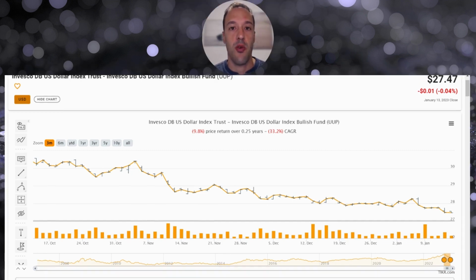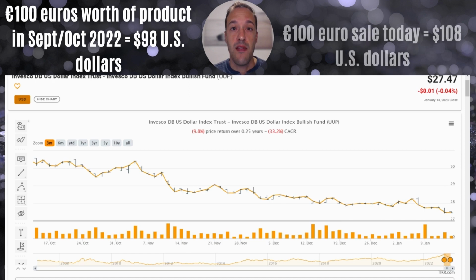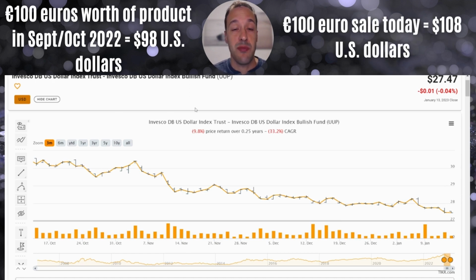So to illustrate this effect going backwards, use the same example. Let's say you're that company, you sell 100 euros worth of product in September, October 2022. It converts to 98 US dollars. Fast forward to today, that same 100 euro sale is back up to 108 US dollars. So if this trend continues, obviously you can see how this foreign currency exchange rate can reverse and suddenly become a tailwind again, where before it was a very, very strong wind blowing against multinational companies.